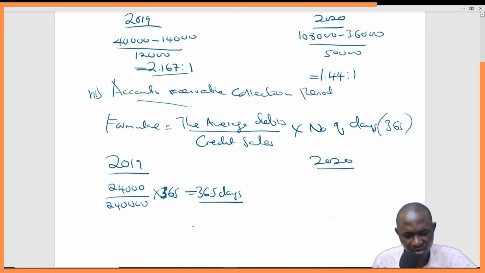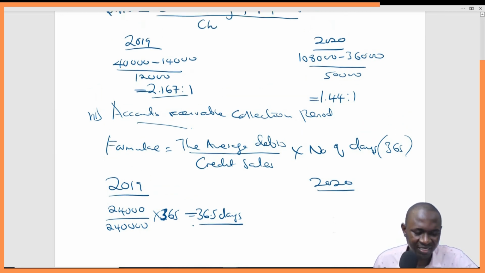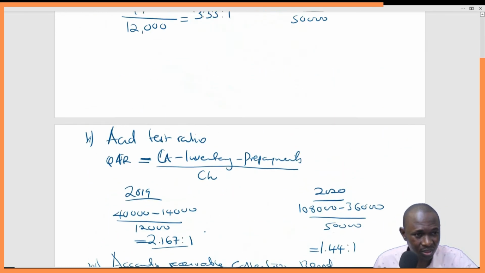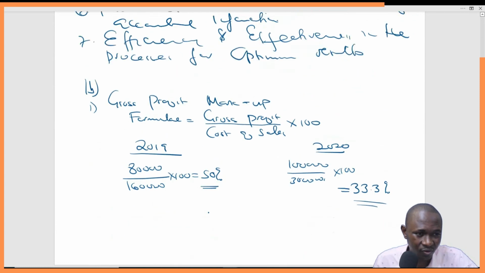36.5 days. Whether we are doing well or we are not doing well, that depends on what we are comparing with. But it takes 36.5 days. Our money is outside there with the debtors. So on average, 36.5 days for us to collect our money from the debtors. Let's look at 2020. What 2020 has for us.